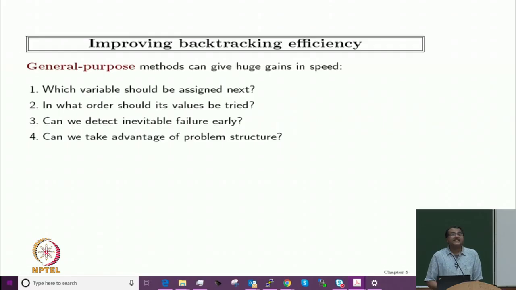Now, these two were simple ideas. There are two other ideas that we will study. One idea is, can I detect failures early? Can I say that, oh, I have done some assignment, even though there is no constraint violation right now, 5 steps down the line I will get a constraint violation, so don't go 5 steps further. That is the most important magic in constraint satisfaction, and we will talk about that. And then lastly, can we take advantage of the problem structure.